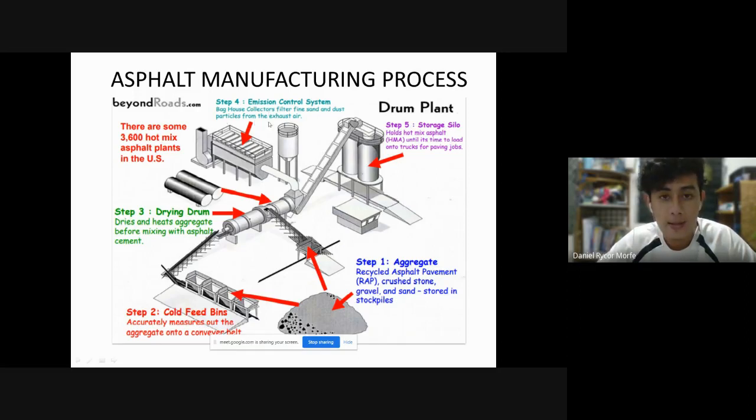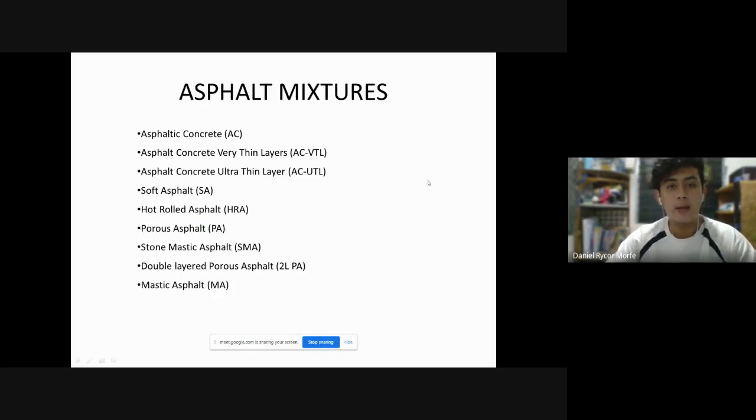It has bag house collectors that filter fine solid and dust particles from the exhaust air, and then it goes to the storage silo. Muna ni siya ang hot mix asphalt. Dili na butang before siya load sa trucks, then the trucks will deliver it to the construction site. And this is the asphalt mixtures.